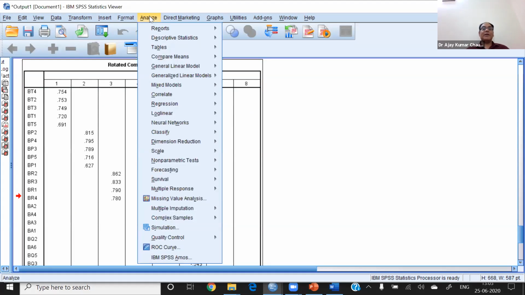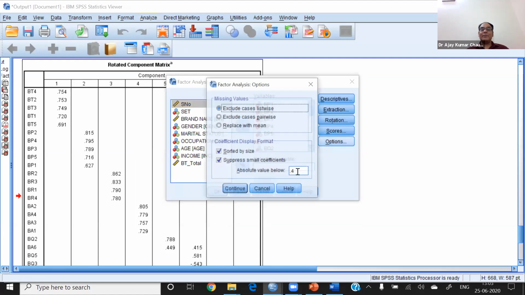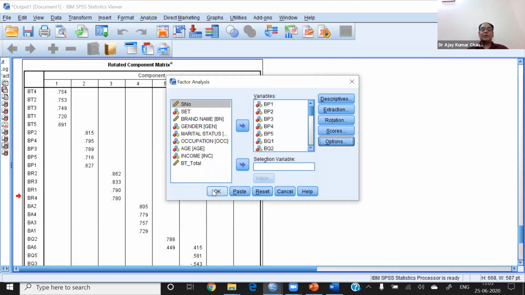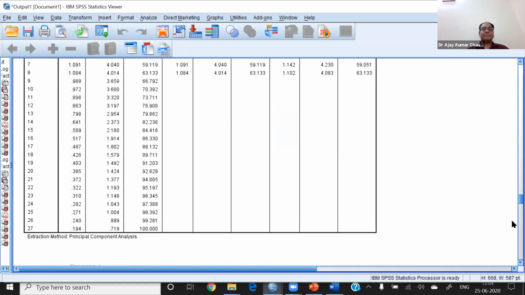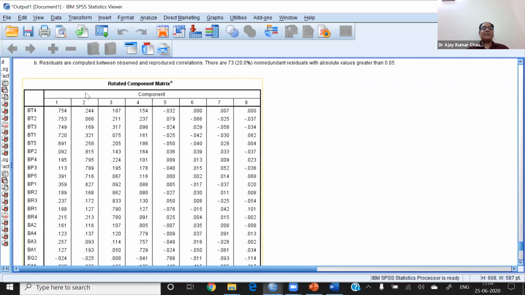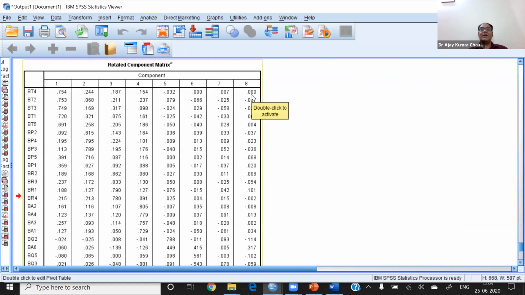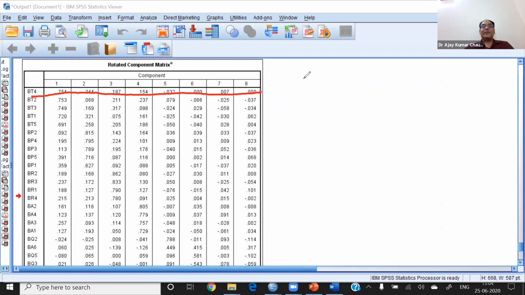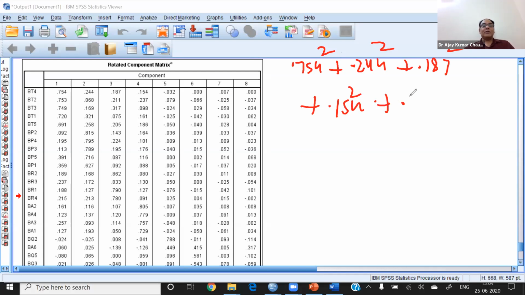So if I show you the original matrix without any adjustment, if I remove this option, this table actually comes like this. So this is the original rotated component matrix. Actually, I suppressed all the small items to show the factors clearly. In this original matrix, if you take the first row, 0.754 square plus 0.244 square plus 0.187 square plus 0.154 square plus -0.032 square and so on, this will be equal to the communality.